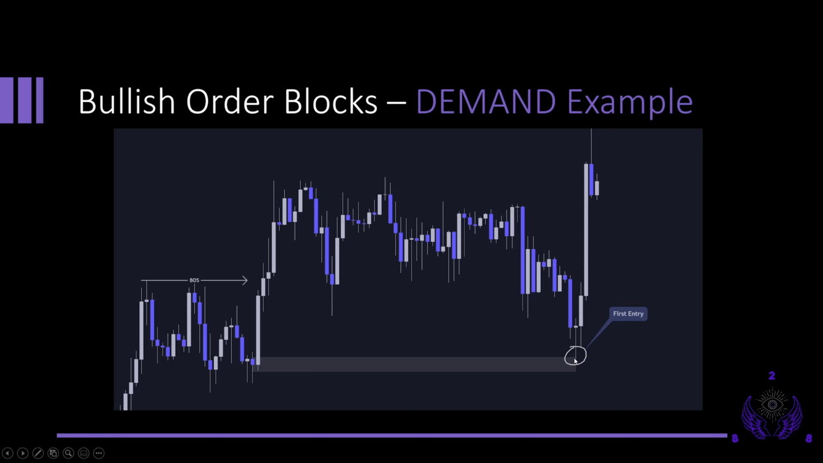So you could enter from here, and also smart money, big money traders and professionals, well-informed traders, enter from this market. Look, after this move, when the price touched our demand zone, look what happened. Another rapid move. Why? Because this is a valid order block.